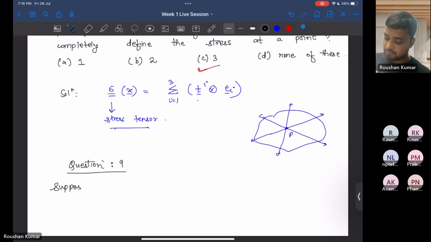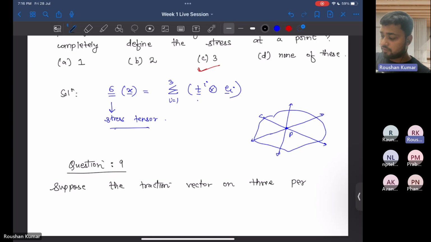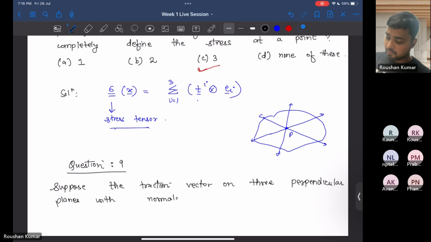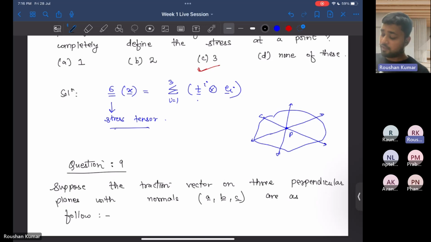Suppose the traction vector on 3 perpendicular planes with normals A, B, C are as follows. So we are given the traction vector on 3 perpendicular planes whose normals are along the A vector, B vector and C vector respectively.